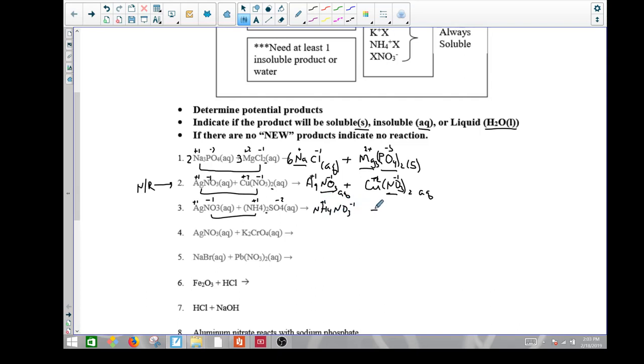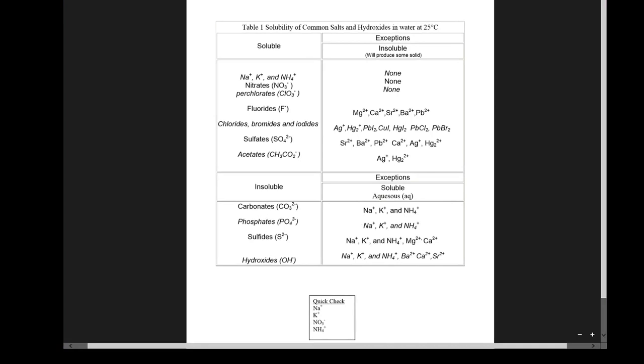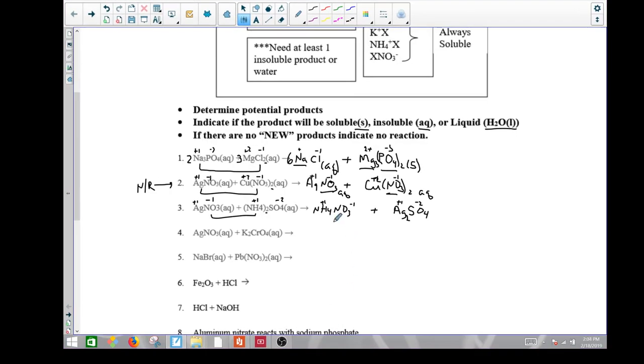And then I have silver sulfate, AgSO4. This is going to be a plus 1 minus 2. 2 goes right here. 1 is right here. Alright, quick check. Now, sodium, potassium, ammonium, nitrate. Alright, we got any of those? Well, right there. If they both are, doesn't matter. This is now a key, which means it's not going to form a solid.